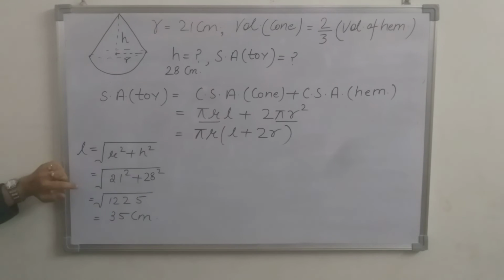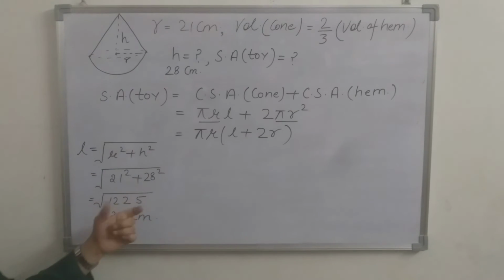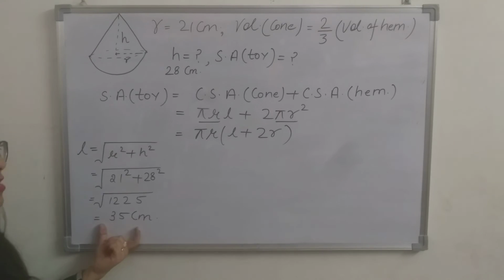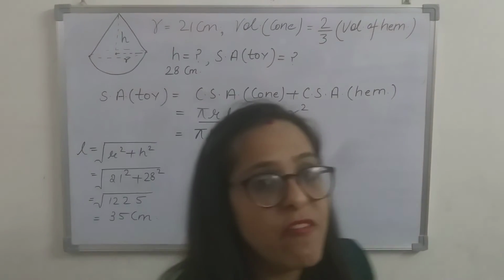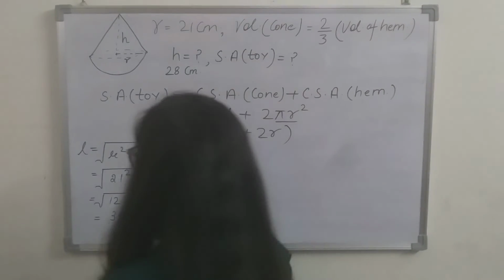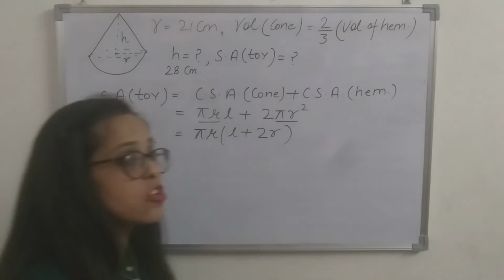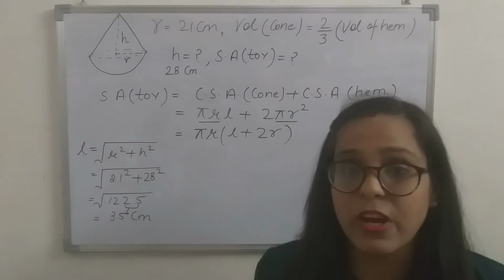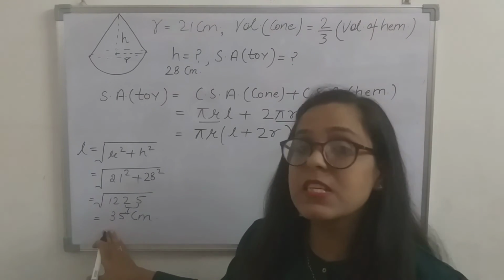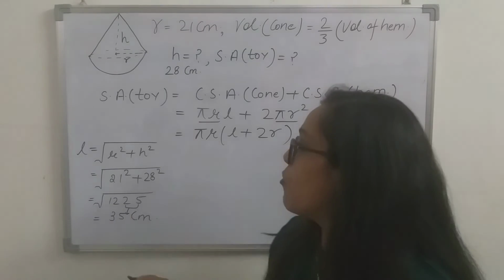Now how did I get this? 21 square is 441, 28 square is 784. When we add, it will be 1225. The square root of 1225 is 35. This square root you can calculate by the prime factorization method, or a very small trick that I am telling you. The trick is, the square root of 25 is 5. And 12 is a multiplication of two consecutive numbers. 3 4s are 12. So we take 3, the first number. So its answer is 35. Okay. Now moving further.